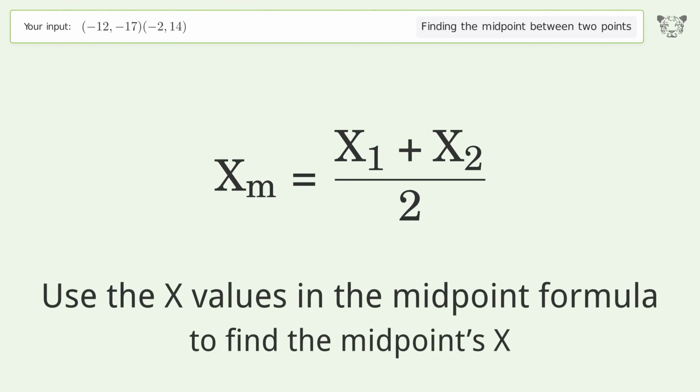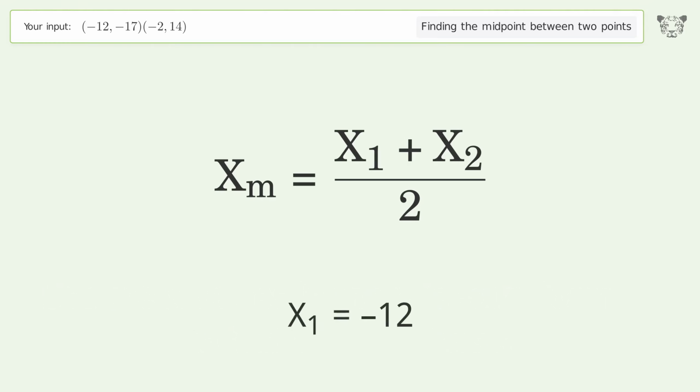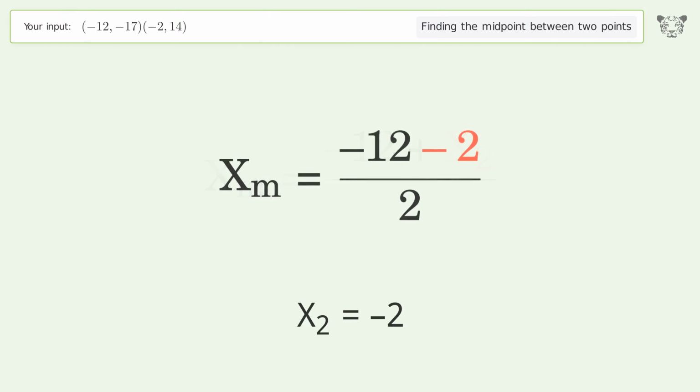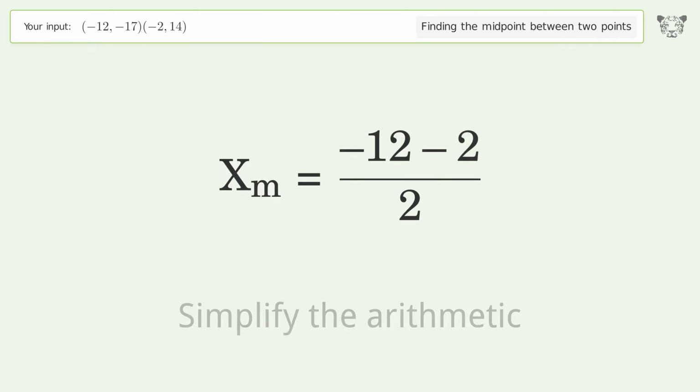Use the x values in the midpoint formula to find the midpoints x. x1 equals -12. x2 equals -2. Simplify the arithmetic.